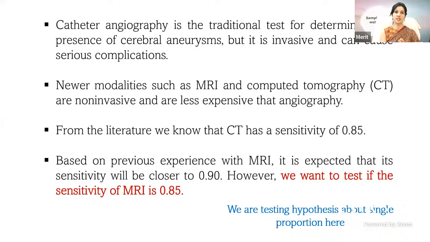So from literature, I know that CT has a sensitivity of 0.85. And based on the previous experience, I expect that the sensitivity of this MRI will be closer to 0.90. So if I want to test the sensitivity of my MRI, I will take 0.85 as a null and 0.90 as an alternate hypothesis. But again, this is a single hypothesis testing.